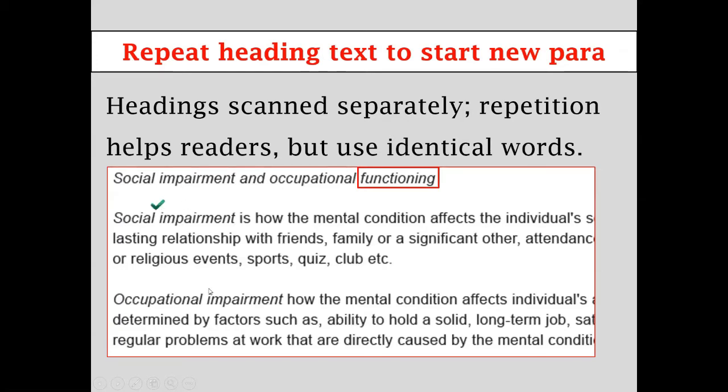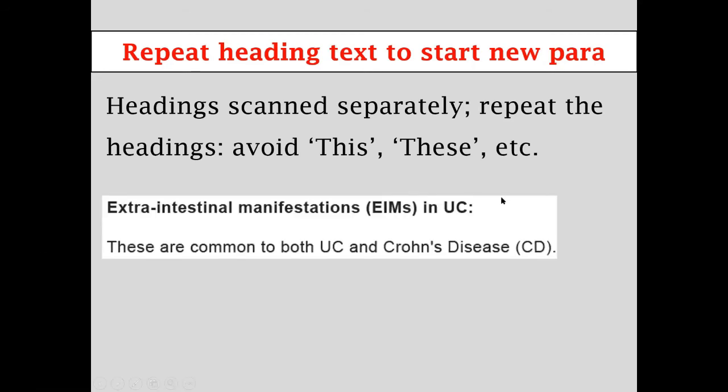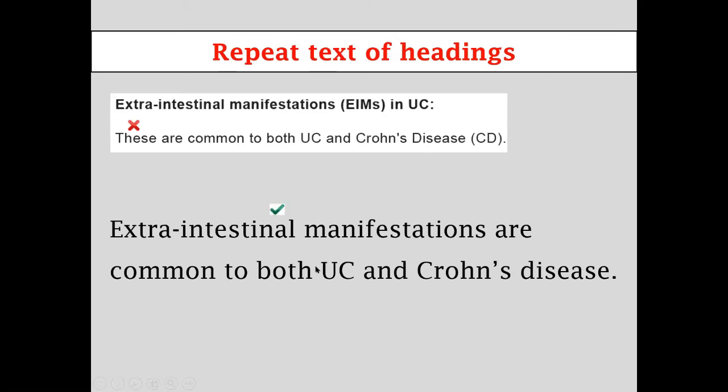So social impairment, that's fine. But here, the heading says occupational functioning, whereas the run-on heading says occupational impairment. Why? It needs to be the same. Not only that, you should avoid pronouns to start these headings. So the heading is extra-intestinal manifestations, and then you start the paragraph with saying these. No, that is not right. You must repeat the heading. Extra-intestinal manifestations are common to both, you see. So don't use these, but repeat the heading, because readers may be scanning the heading separately and the text separately.